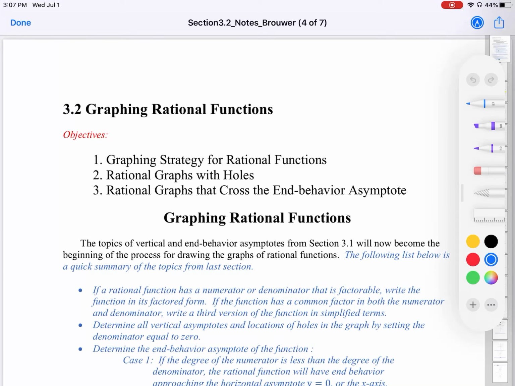Hello, let's go ahead and continue with the next section, 3.2, graphing rational functions. So to begin, let's recall some themes that we learned in section 3.1. From 3.1, we talked about the domain, and that means what x values work. And for that, we set the denominator equal to 0.